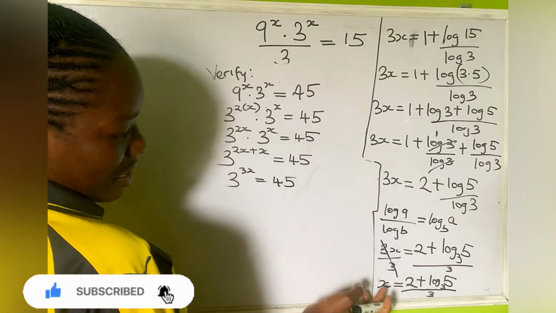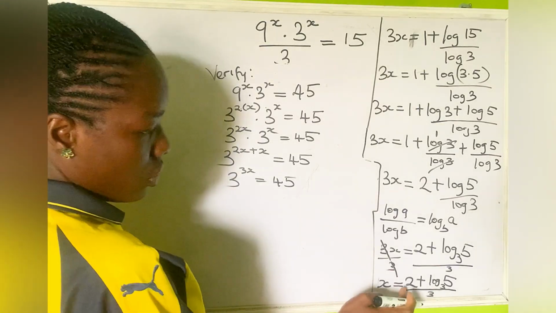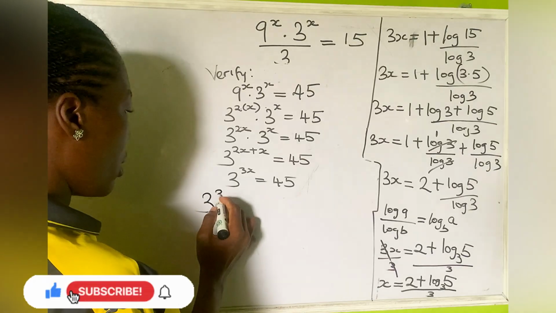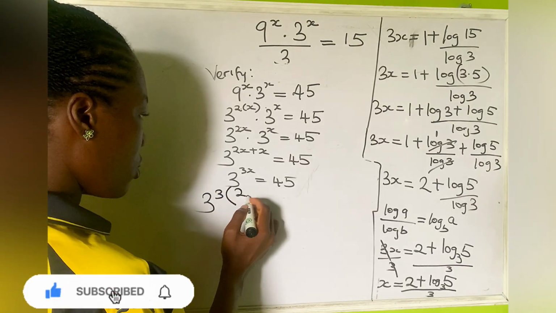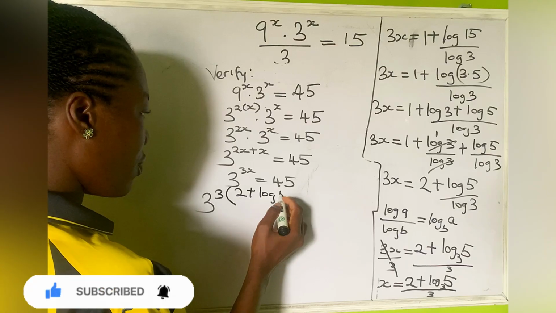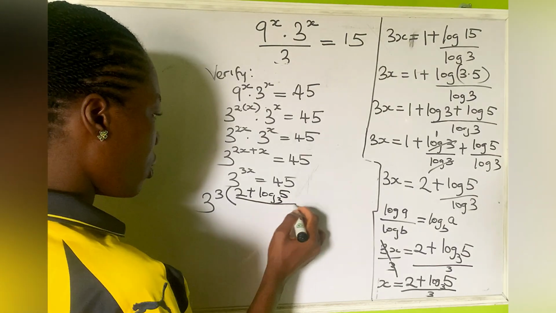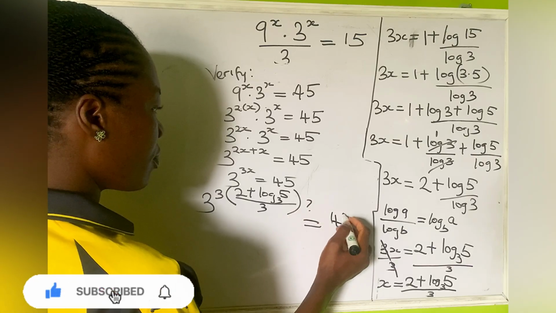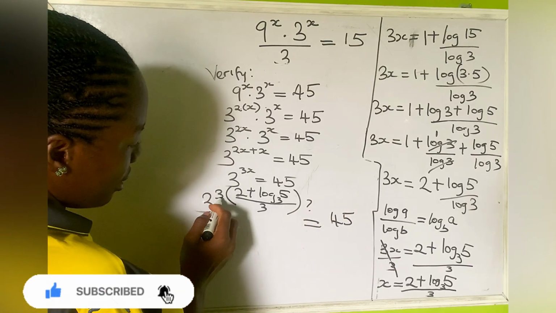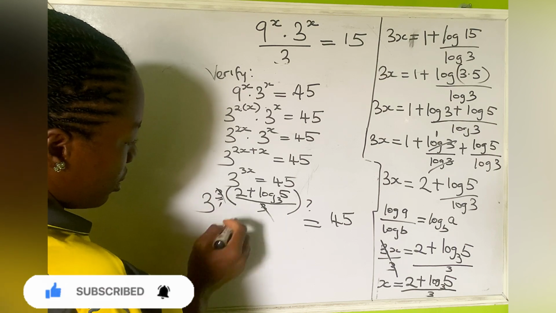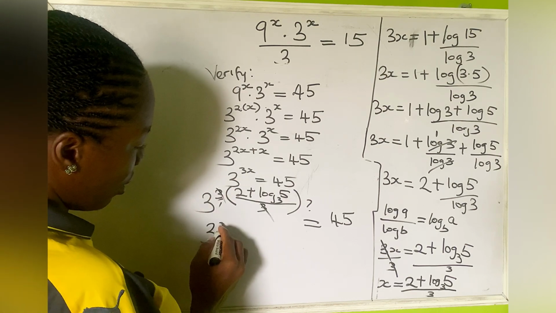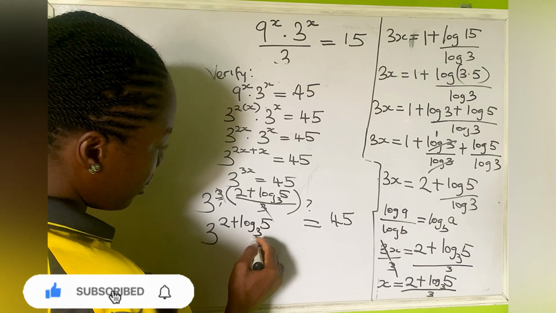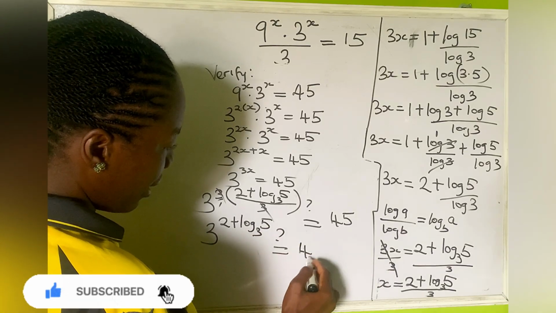So at this point, you can now insert the value of our x, which is 2 plus log 5 base 3 all over 3, in this equation. So we now have 3 to the power of 3, and our x is 2 plus log 5 base 3 all over 3. Is it equal to 45? Now, this is over 1. This cancels this. So we are now left with 3 to the power of 2 plus log 5 base 3. Is it equal to 45?